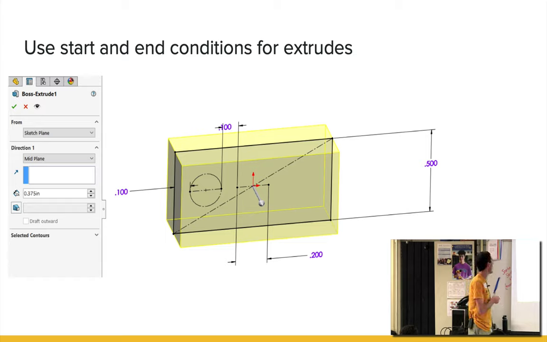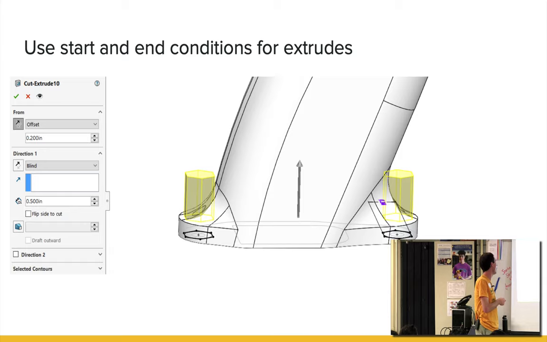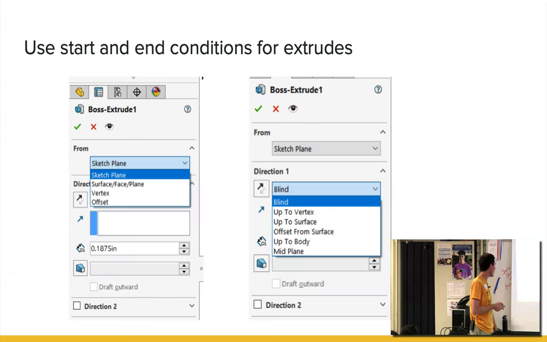And we can change the From condition. So we change the From condition from being on the sketch plane to offset. And so now we have a dimension here where we can set how far up that nut pocket goes. I didn't put examples here, but the other ones that I think are interesting: you basically don't have to put an extra sketch plane in. You can use the vertex, which is another great method for defining where it's going to start from.